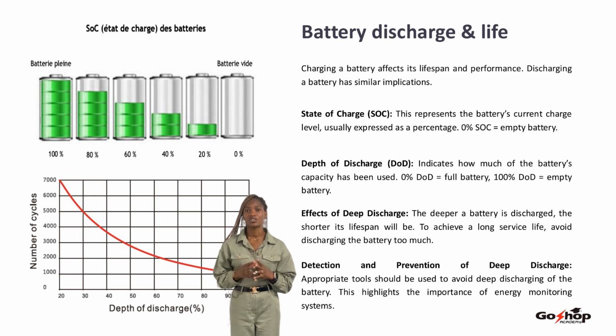The way a battery is discharged affects its performance and lifespan, just like charging. State of charge, SOC, indicates how full the battery is. 100% is full, 0% is empty. Depth of discharge, DOD, indicates how much energy has been used. 0% is full, 100% is empty. Why avoid deep discharges? Deep discharging greatly shortens battery lifespan. Avoid fully draining it. How to prevent this? Use management tools to monitor and limit excessive discharge.